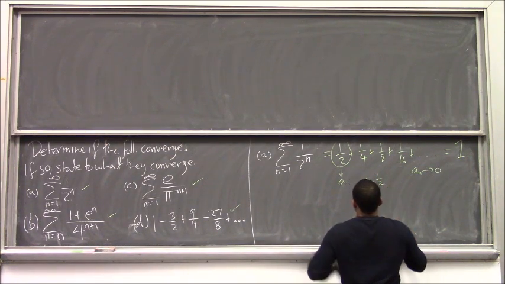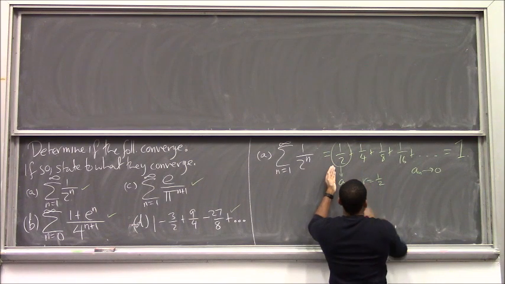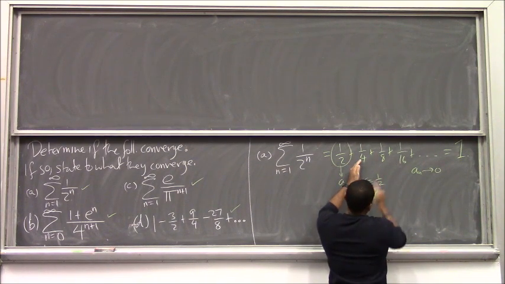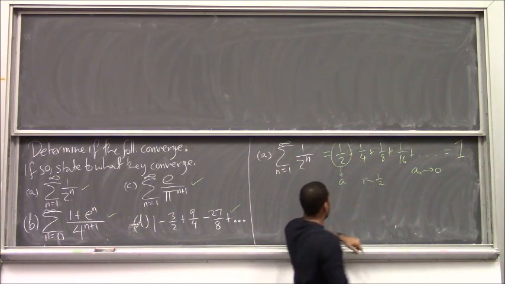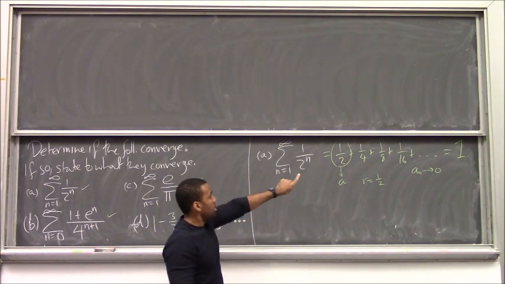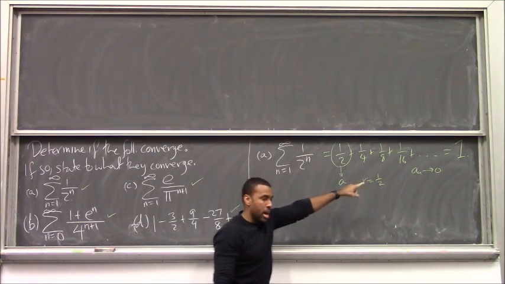You keep multiplying by a half. So you start with a half. A half times a half is a quarter. A quarter times a half is an eighth. An eighth times a half is a 16th, right? So you start out with a half, and then you keep multiplying by a half.